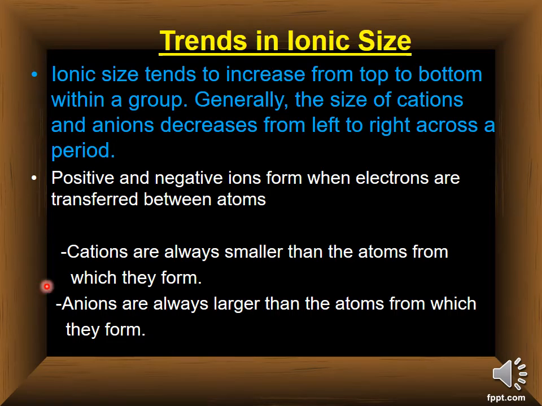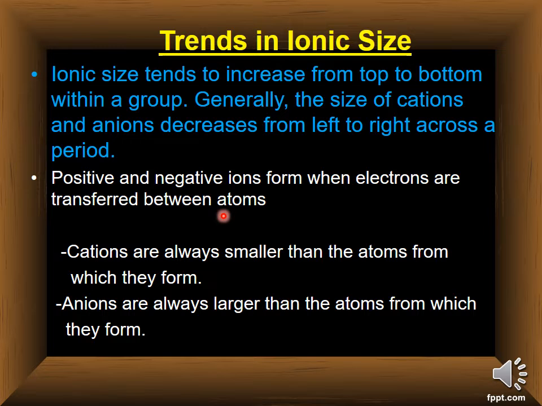Okay, our next topic is trends in ionic size. Ionic size tends to increase from top to bottom within the group. Generally, the size of cations and anions decreases from left to right across the period. Before I explain this, we should know what is meant by ionic size. Remember, positive and negative ions form when electrons are transferred between atoms, especially between a metal and a non-metal, the ionic bonding. Which compound? Ionic compound.